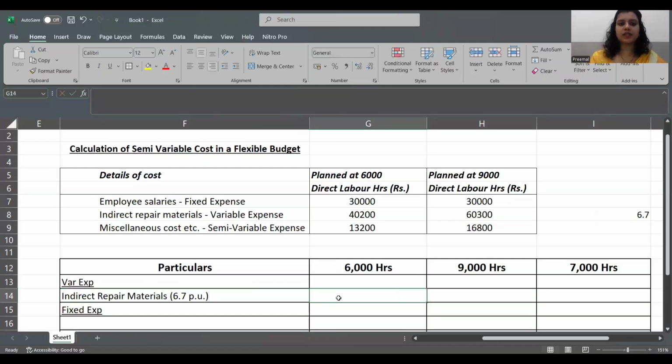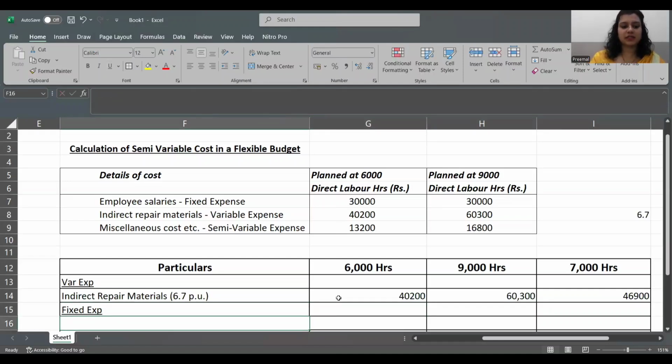Now I'm going to multiply this into the respective hours. 6,000 hours into 6.7. So we already know these values. For the new column, for 7,000 hours, it will be 7,000 into 6.7. So we are going to be preparing a flexible budget at 7,000 hours. For 6,000 and 9,000 hours, the amount was already mentioned in the question. So I write it as it is. This is my variable expense.